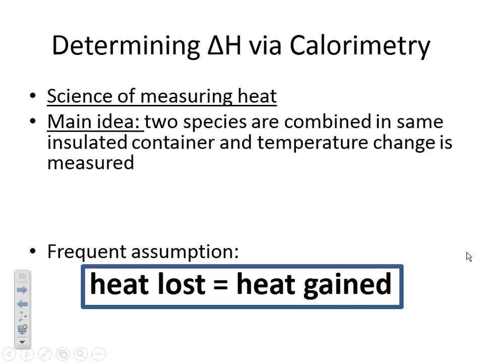Calorimetry, the definition of the term is very simple. It's the science of measuring heat. That's all it is. And all fundamental calorimetry experiments involve this main idea. Two species are combined in the same container, so it could be two different things. We did the acid and the base, could be a piece of metal and water. And you measure the temperature change. That's the idea behind all calorimetry.